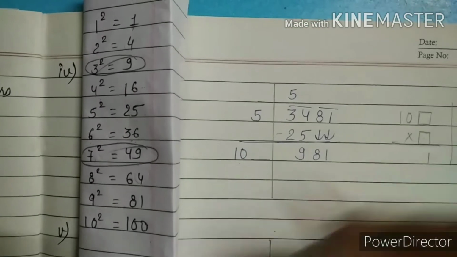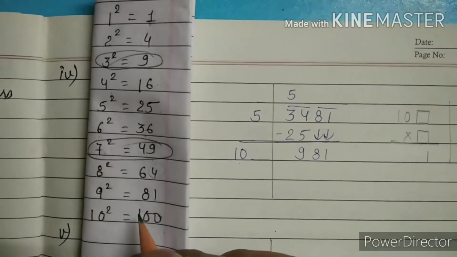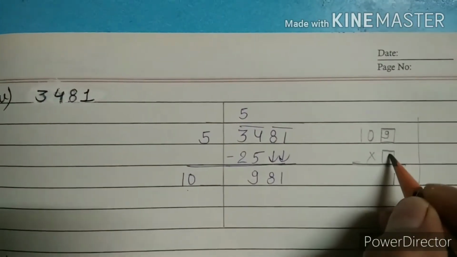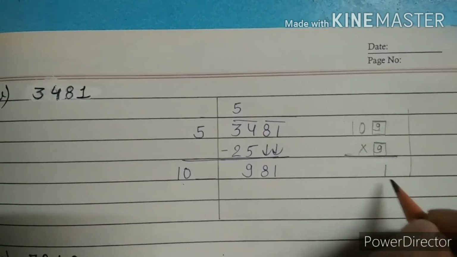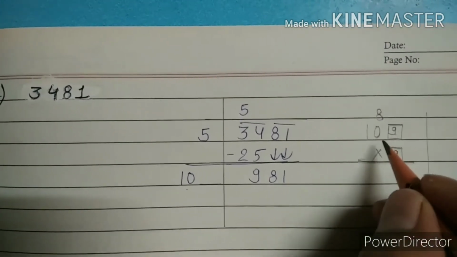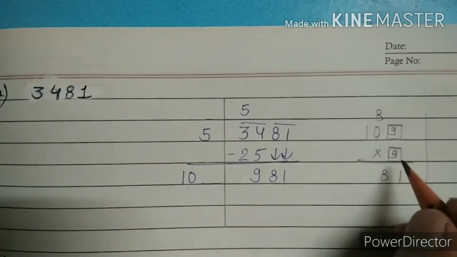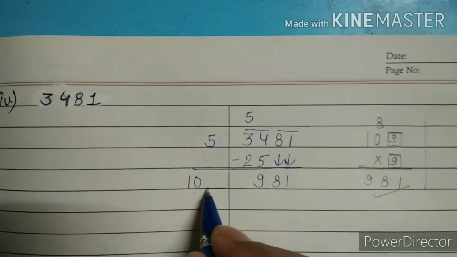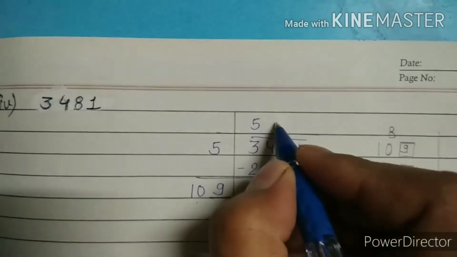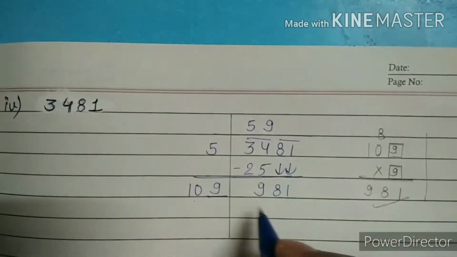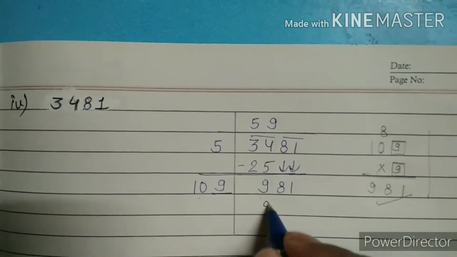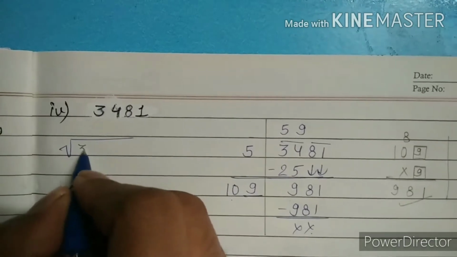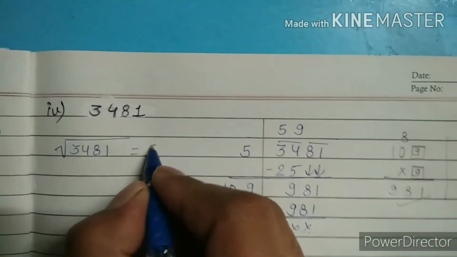So we will put 9 here, because 9 squared is 81, and 1 is in the ones place. So we will put 9 on both places. 9 nines are 81, 1 here, 8 on the carry. 9 zeros is 0 plus 8 is 8. 9 ones is 9. So it will be exactly 981. 109 multiplied by 9 is 981. After subtraction, nothing. So the square root of 3481 is 59.